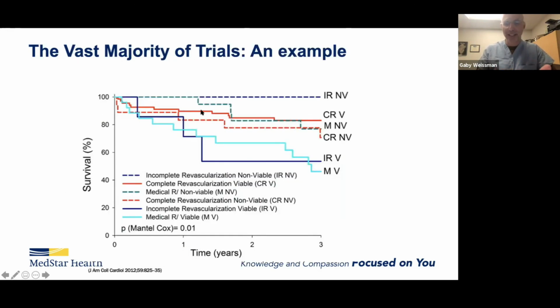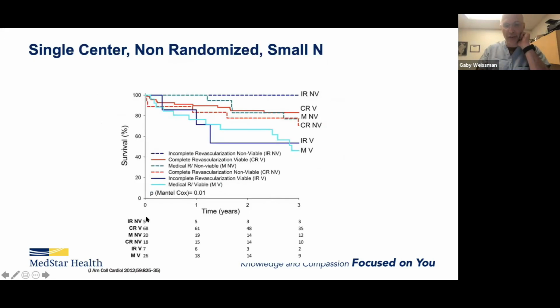Why do we care? Well, trials like this make you care. Here, for example, we have patients who are treated medically versus interventionally. Incomplete revascularization, CR is complete revascularization, non-viable is not viable, V for viable is viable. And you can see that V for viable complete revascularization, for example, does maybe a little bit better than not viable complete revascularization. So some signals to say maybe revascularizing viable tissue is important, but I would caution you, if you look here, you can see the number of patients in each group. It's minuscule, so hard to make conclusions off of these kind of trials.